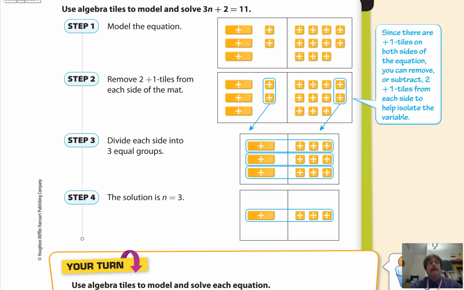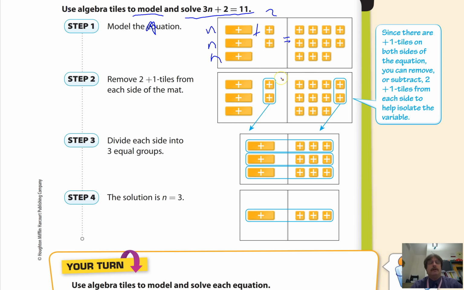So in this first example, they have us modeling and solving 3n plus 2 equals 11. To model it is what they have showing right here. This is your n's right there, so there's 3 of them. This is the 2, and just by having them in the box is your plus, it's an addition or a positive, so that's why you have positives here. If they were negatives, you would have a negative sign in front of it. Remember, the bar is the equal sign, and then you have 11 right here.